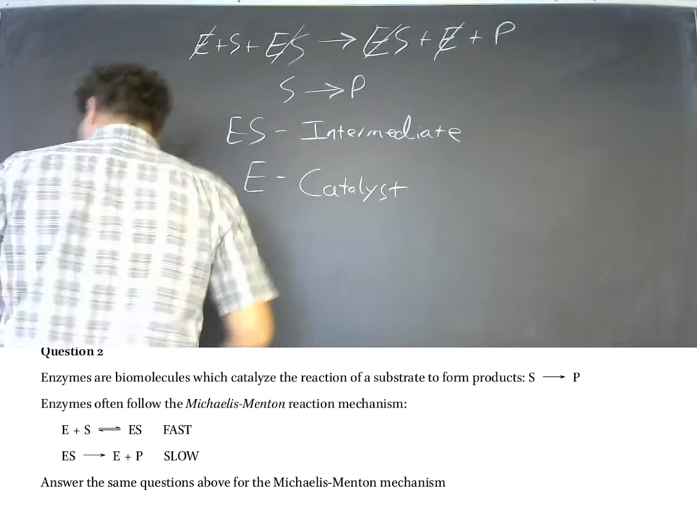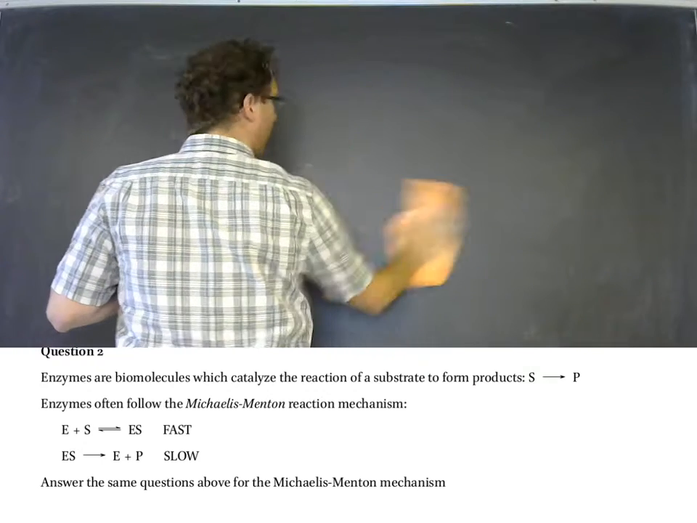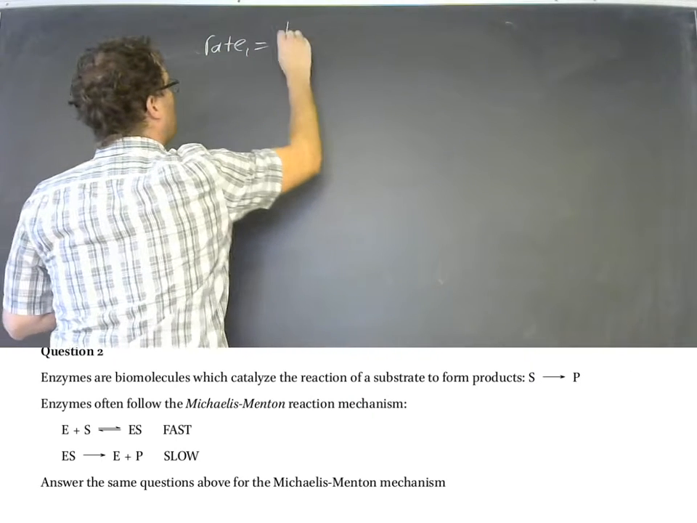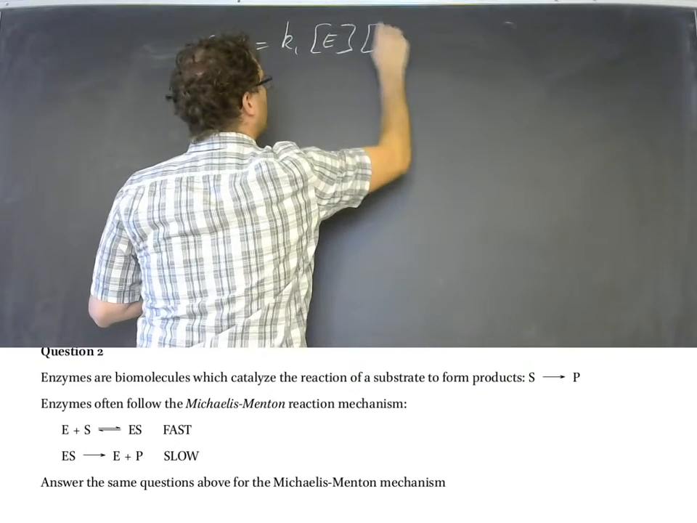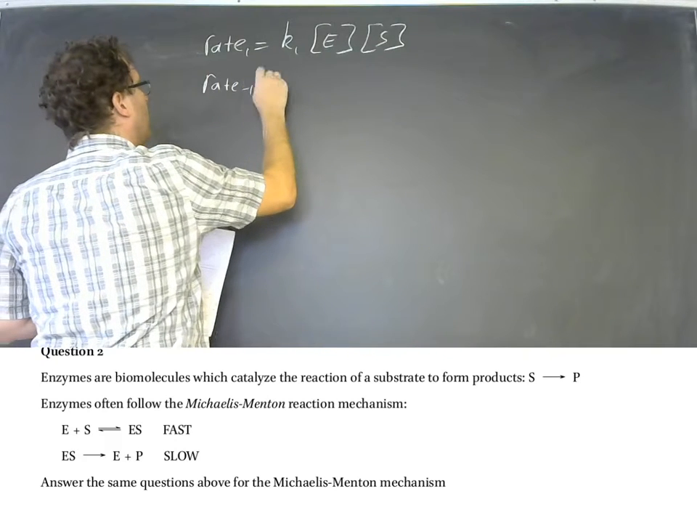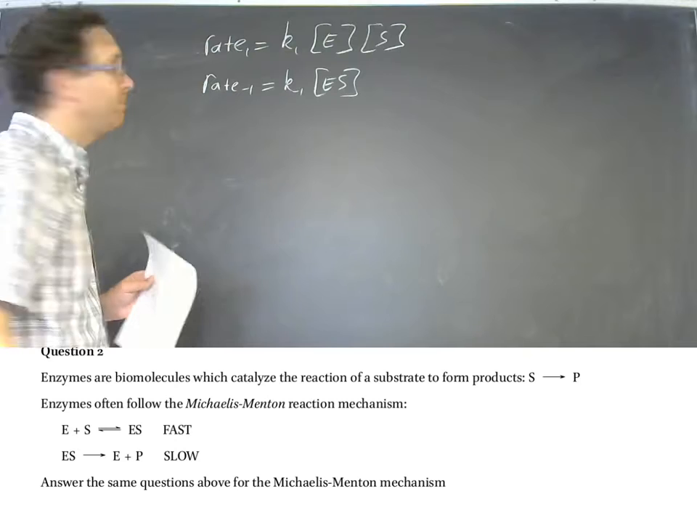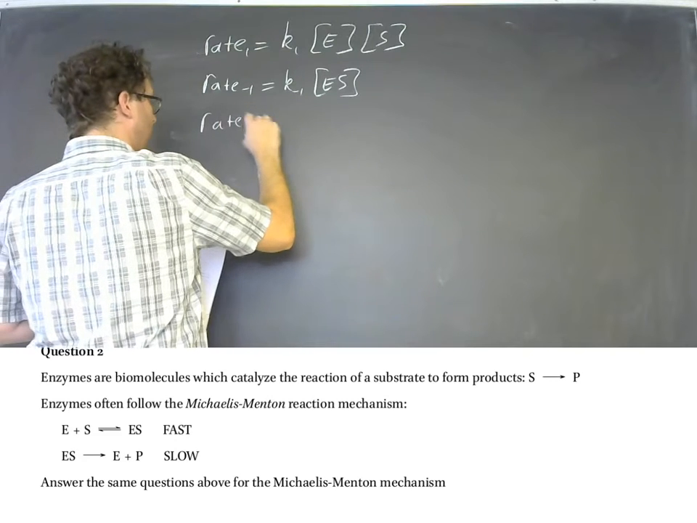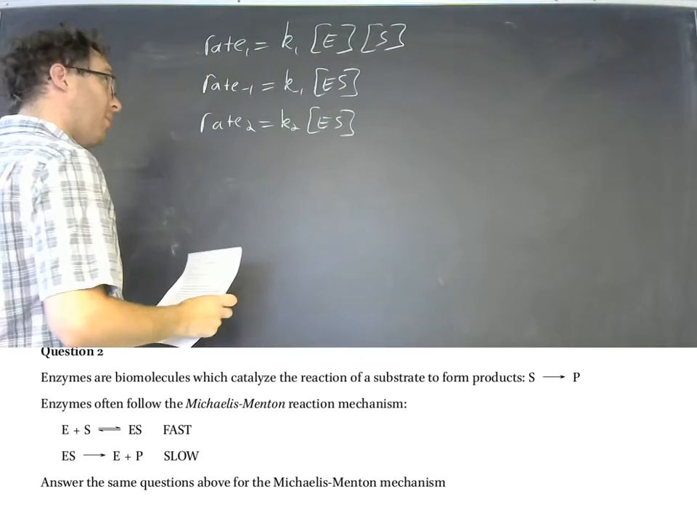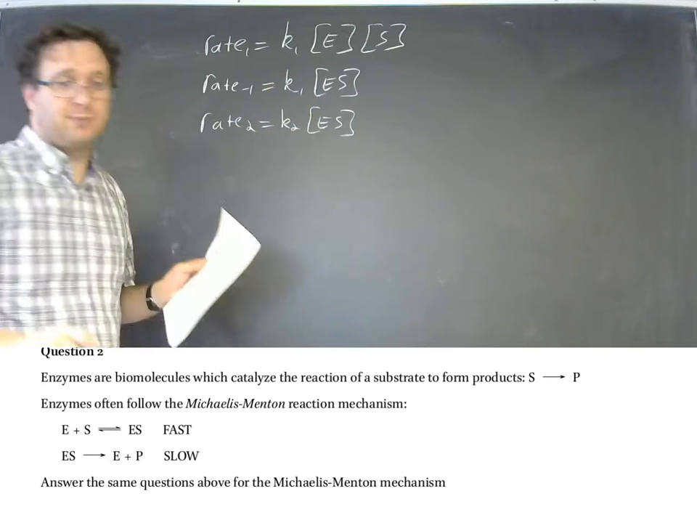Okay, let's give the molecularity and the rate laws for each of the individual steps, including the reverse step. So rate 1 is going to equal k1 times your enzyme concentration and substrate concentration. Rate -1 is going to equal k-1 times the complex concentration. And rate 2 is going to equal k2 times the complex concentration. Now, this is bimolecular, and these are both unimolecular.